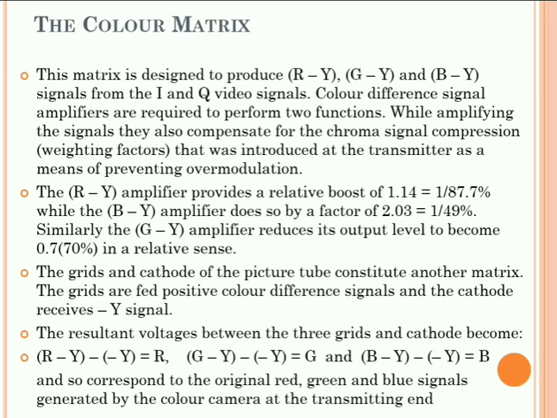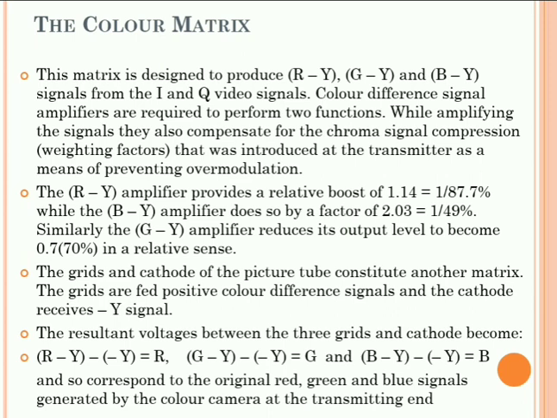The R minus Y amplifier provides a relative boost of 1.14, which is equal to 1 by 87%, while the B minus Y amplifier does so by a factor of 2.03, which is equal to 1 upon 49%. Similarly, the G minus Y amplifier reduces its output level to 0.7, that is 70% in the relative sense. The grids and cathode of the picture tube constitute another matrix. The grids are fed positive color difference signals and the cathode receives the negative signal, that is minus Y signal.